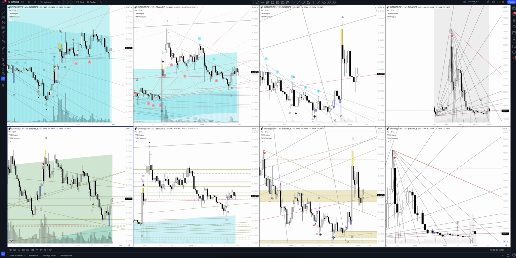Today we will take a look at Iota cryptocurrency. Let's analyze the market situation and find out how you can make money on it. Let's start.